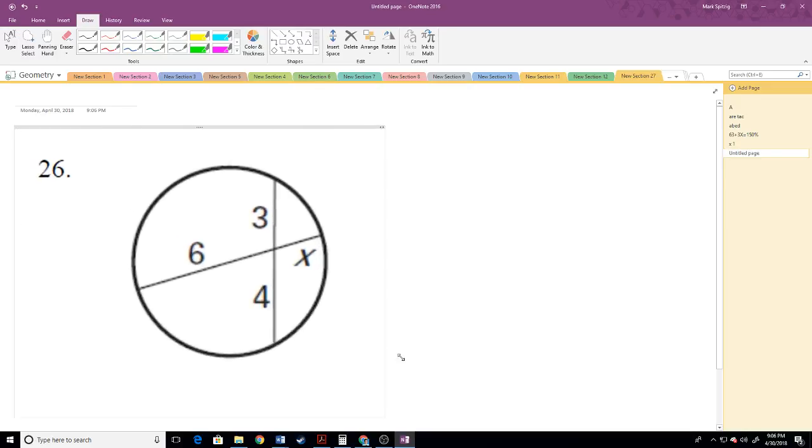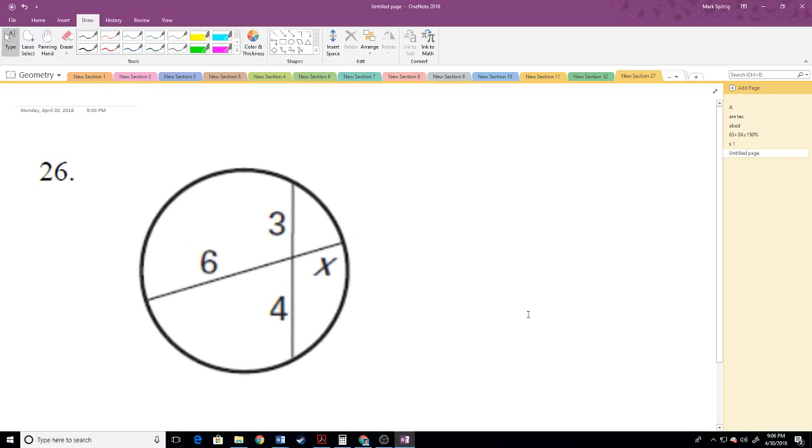If you looked at the packets at all, these are the most straightforward you can possibly get. We have two chords intersecting, and two chords intersecting mean that the products of these segments, x and 6, and the products of these segments, 3 and 4, are equal to each other. So the equation we're going to write is just 6 times x equals 3 times 4. 6x equals 12, x equals 2.